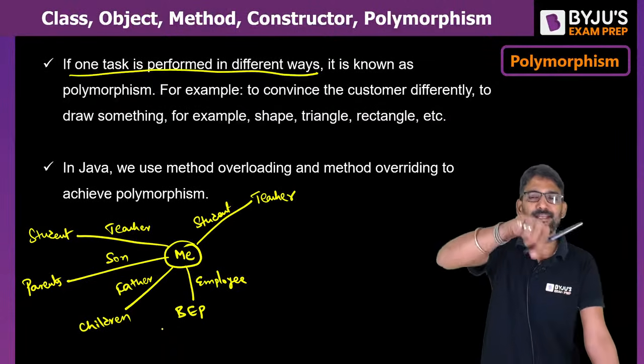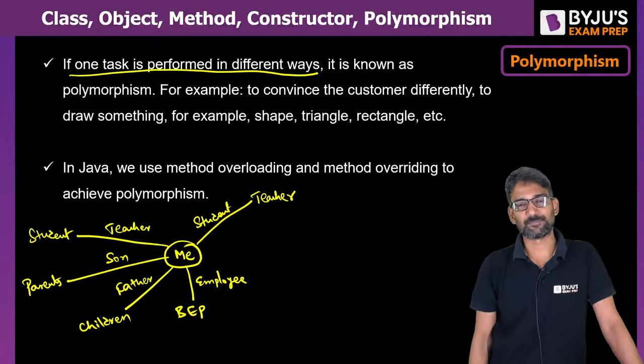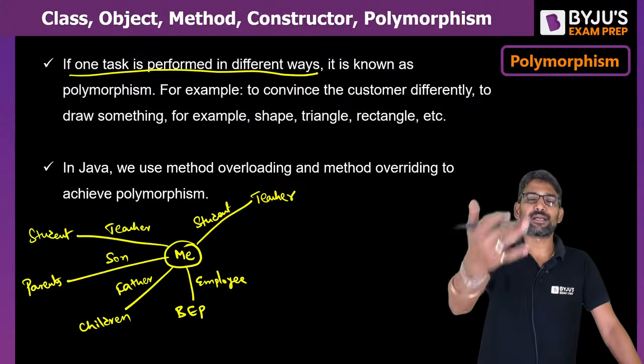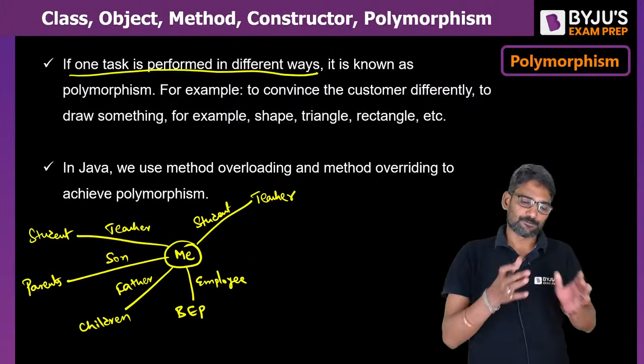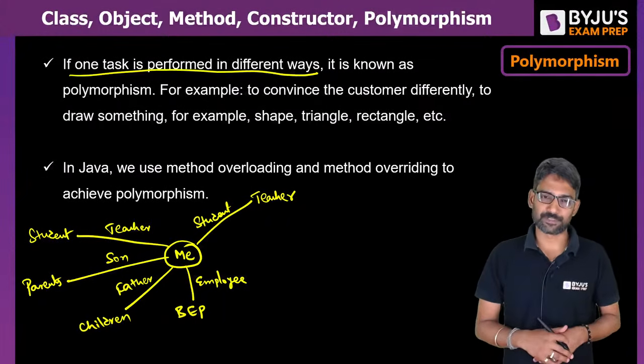Playing multiple roles. In this way also you can understand polymorphism. But in programming, what is polymorphism? It means if you do one task in many ways, that is called polymorphism.